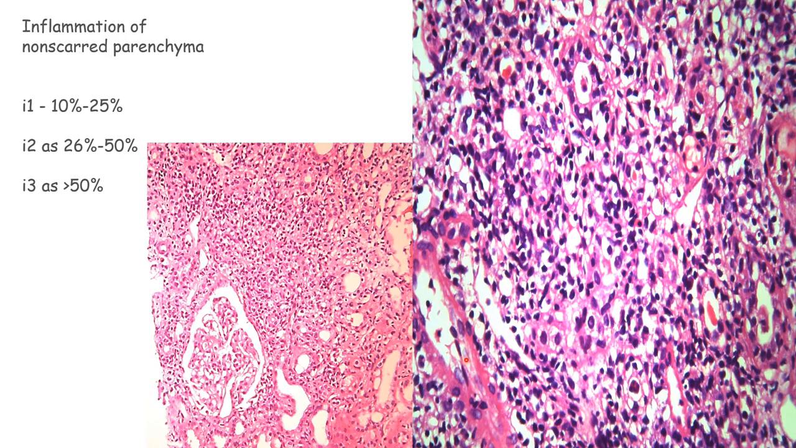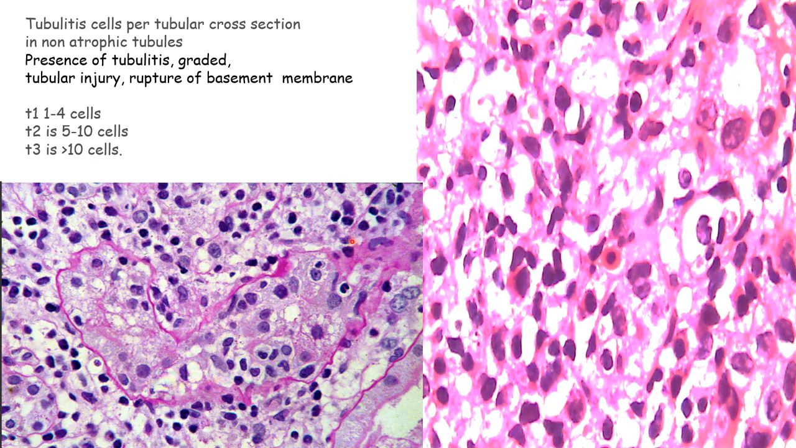If the inflammatory component occupies more than 25 or 50%, they get graded accordingly. And as I was telling you, the cells then start involving the lumen of the tubules. Here is a PAS section showing the peripherally present basement membrane of the tubules.